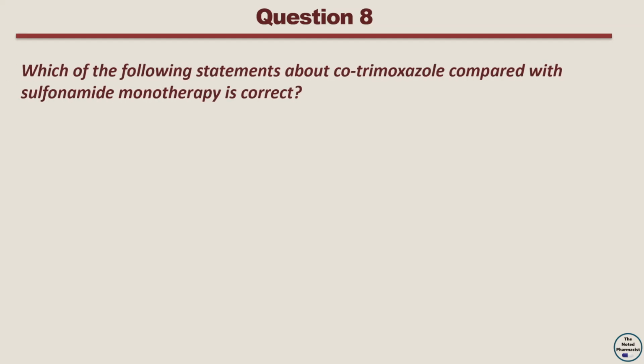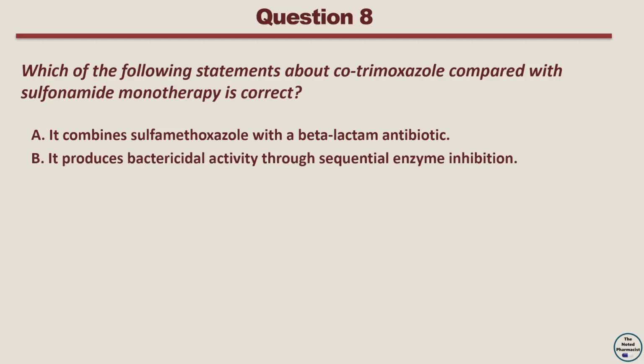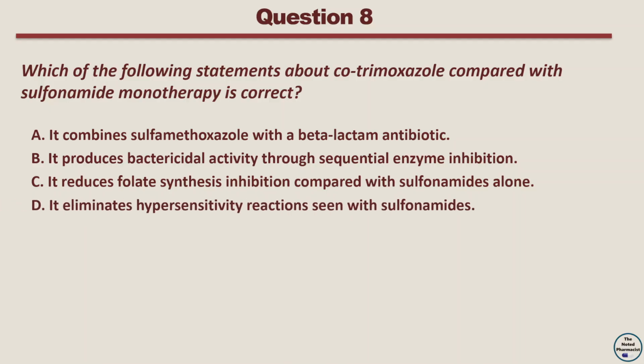Question 8. Which of the following statements about cotrimoxazole compared with sulfonamide monotherapy is correct? Option A. It combines sulfamethoxazole with a beta-lactam antibiotic. Option B. It produces bactericidal activity through sequential enzyme inhibition. Option C. It reduces folate synthesis inhibition compared with sulfonamides alone. Option D. It eliminates hypersensitivity reactions seen with sulfonamides. Option E. It prevents crystalluria caused by sulfonamide therapy.